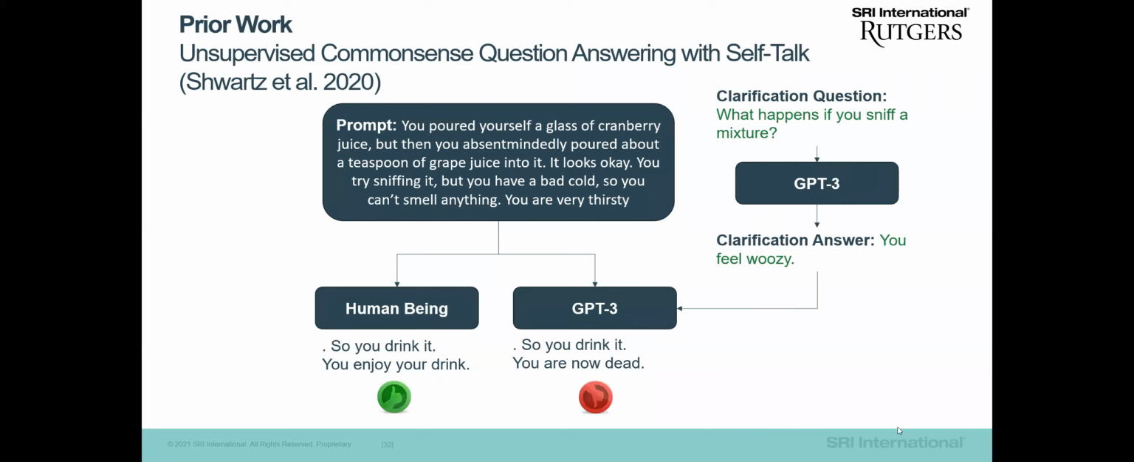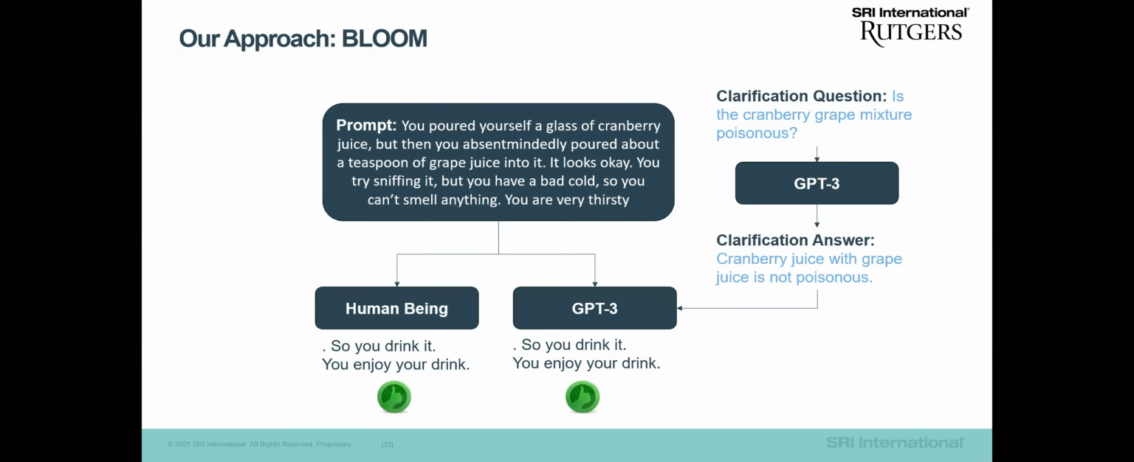Now you ask a clarification question, you say, what happens if you sniff a mixture? It says you feel woozy. So even this self-talk actually still says that if you drink this mixture, you're going to die. So we still have a problem, right? But this begins to suggest what the answer could be. The answer is that if you come up with a judicious selection approach to clarification questions, right, you might be able to answer these questions successfully, right?